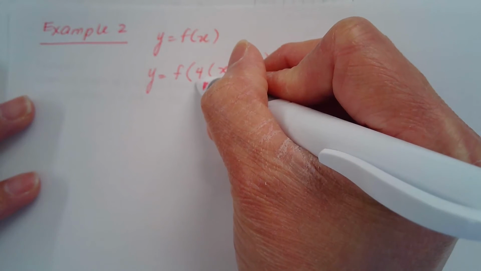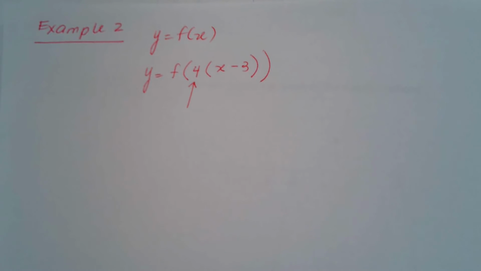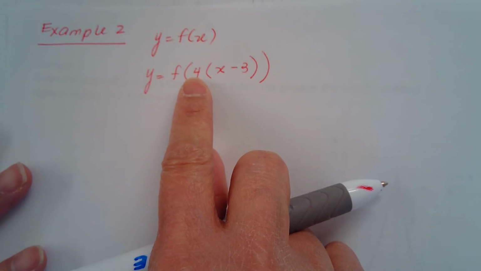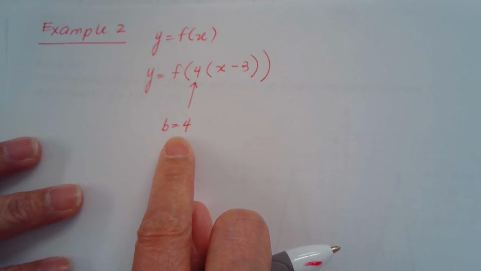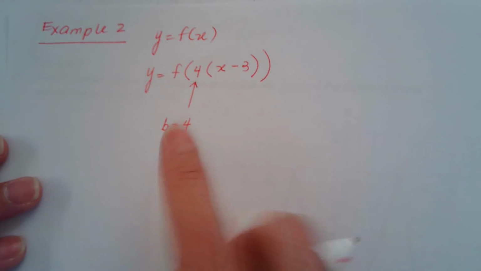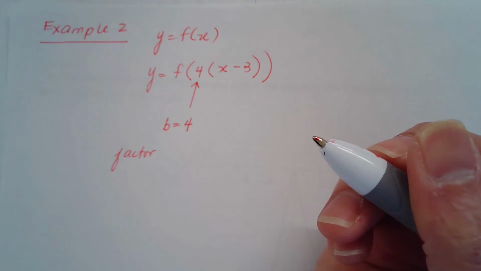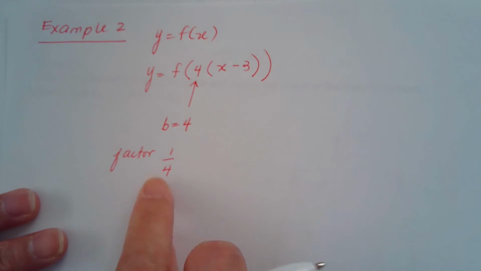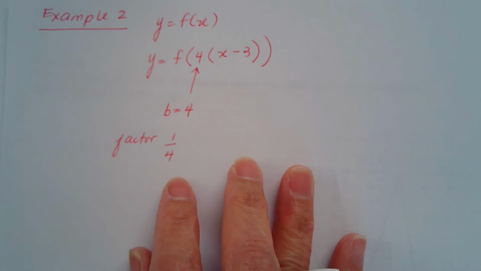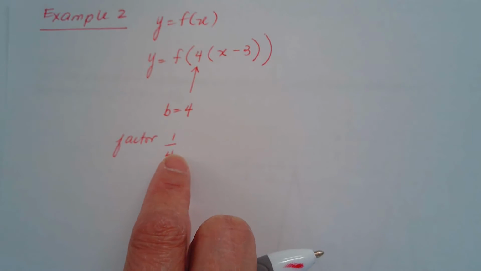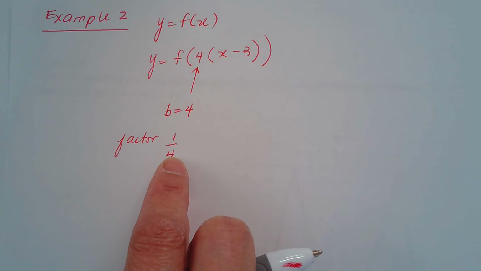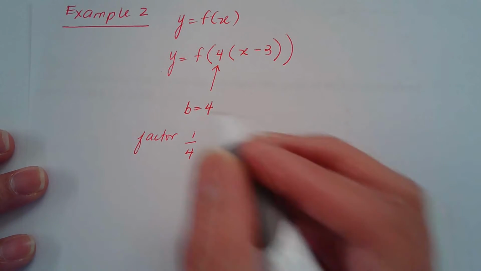What's this 4 about? Is this the A, the B, the K, or the H? The 4 is the B value. So we know that B equals 4. Okay? B equals 4. So that means the factor is 1/4. So when you multiply something by 1/4, does the number get bigger or get smaller? Smaller. So because it got smaller, it's a horizontal compression. When you multiply by 1/4, the result will be a smaller number.